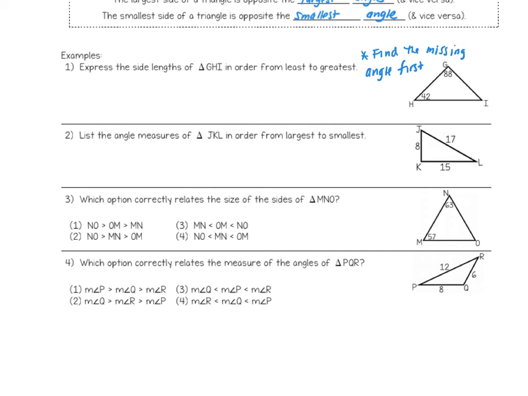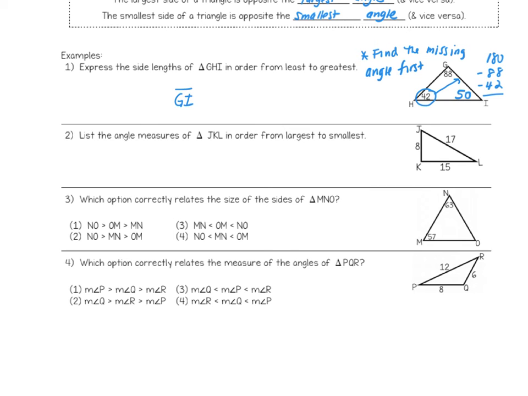To do that, remember that the 3 angles in a triangle add up to 180, so subtract 88, subtract 42 from 180, and we find that that missing angle is 50 degrees. Alright, so next find your smallest angle, which is the 42, and the side opposite 42 degrees is GI. So GI will be the shortest side in our triangle.